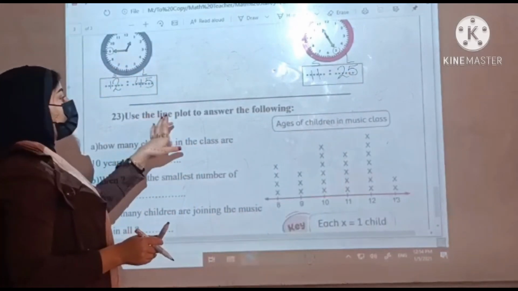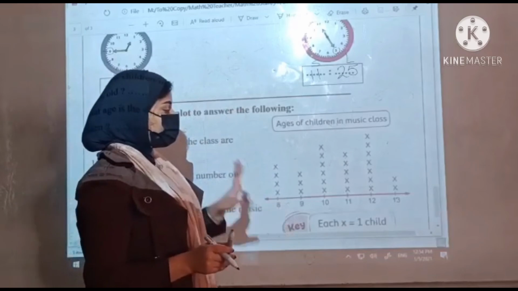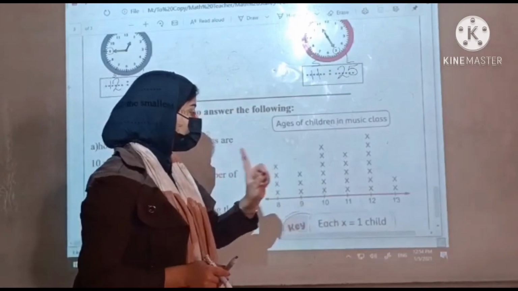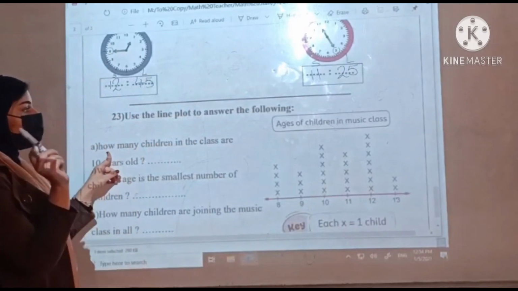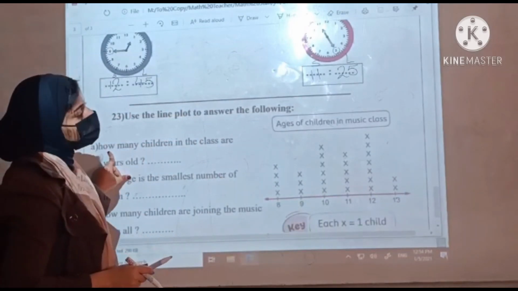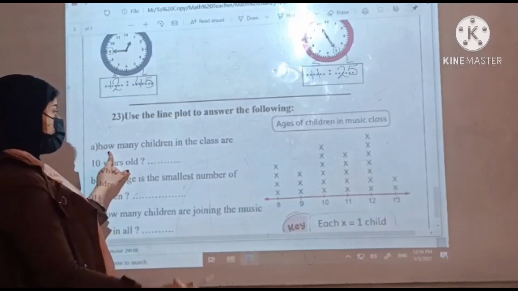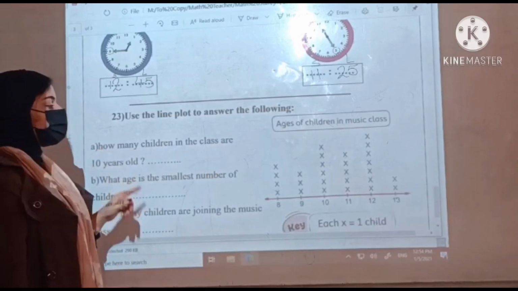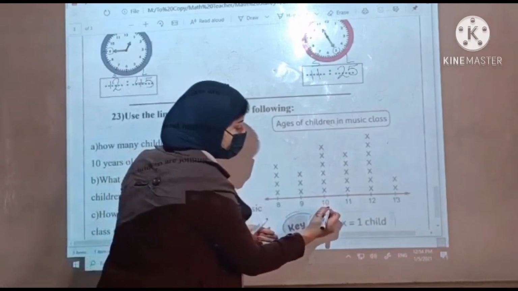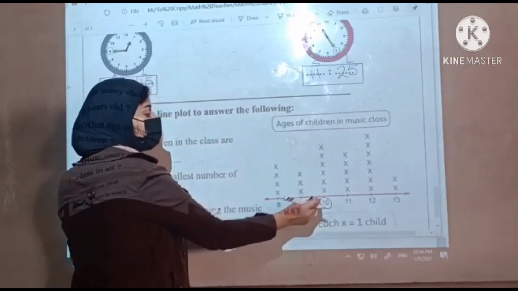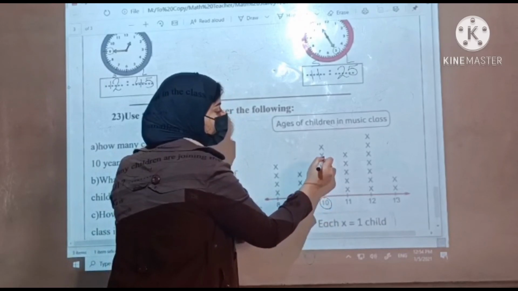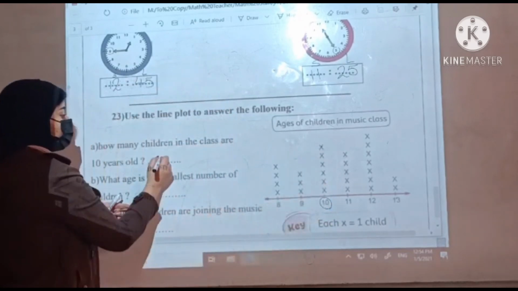Now we're gonna use the line plot to answer the following. So this is our line plot, okay? Each child here equals 1. So he wants the ages of children in the music class. Okay. So how many children in the class are 10 years old? So I'm gonna go to 10 years old. So how many at 10? 1, 2, 3, 4, 5, 6. So 6.